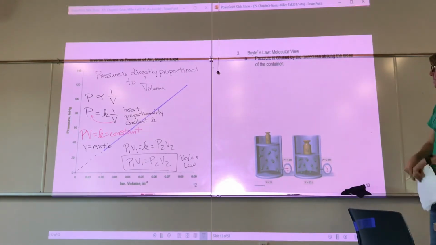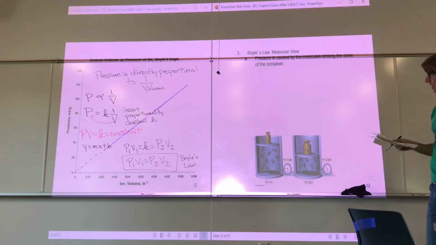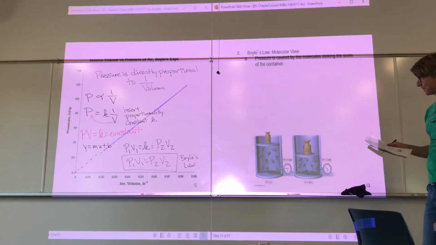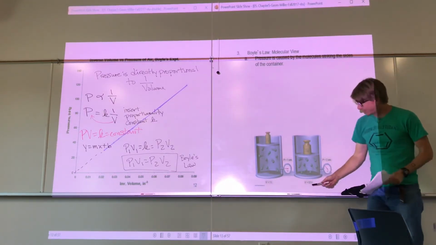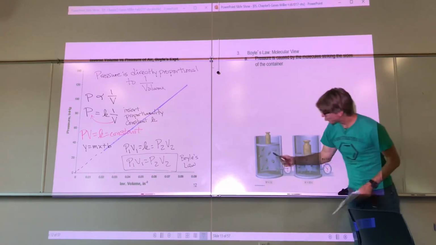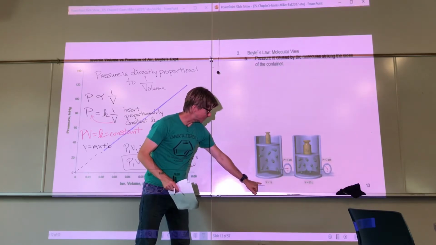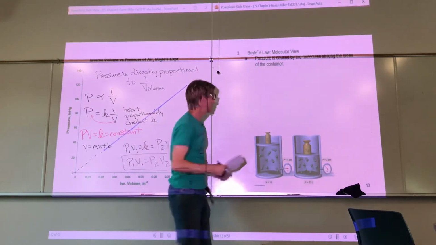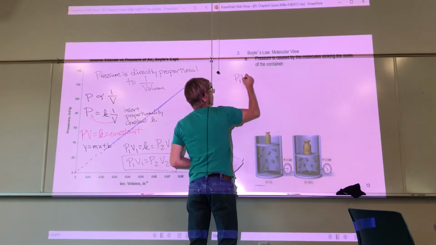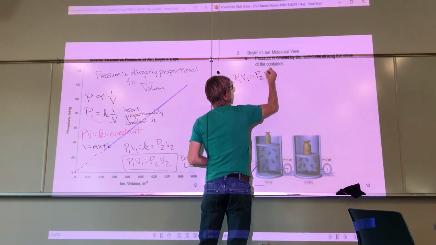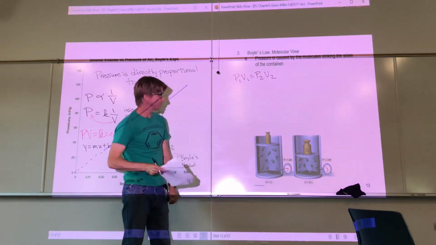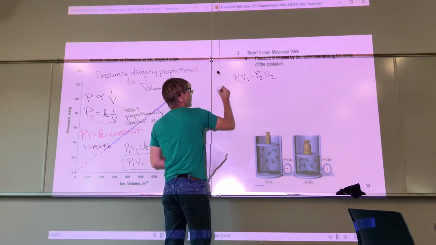So now it's time to think about the molecular view. Pressure is caused by the molecules striking the sides of the container. What we're doing here is, as we go from P equals 1 atmosphere, V equals 1 liter. Well, let's try this. P1 V1 equals P2 V2.